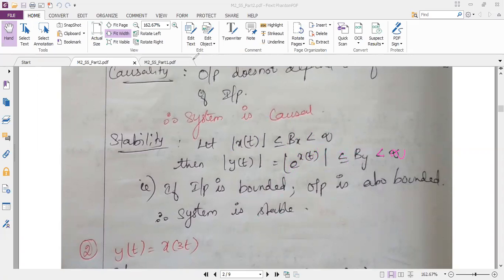Magnitude of x of t is less than or equal to Bx, less than infinity. Magnitude of y of t, as per the question, is equal to magnitude of e power x of t, which is less than or equal to By, less than infinity. So if I assume that the input is bounded, my output is also bounded. That's why the "if" condition is written here: if the input is bounded, then only the output is bounded.